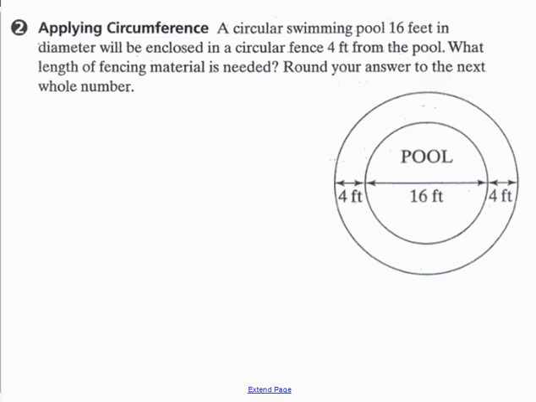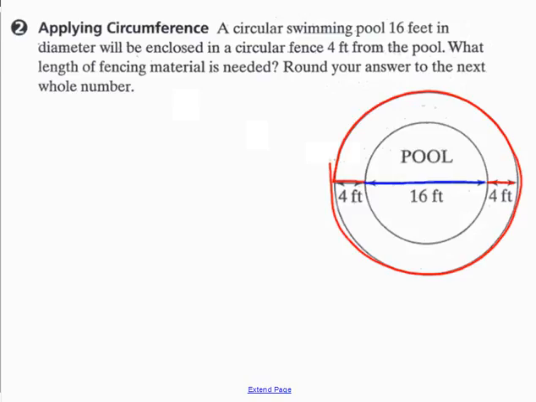Now we're looking at circumference. These people have a pool that they want to put a circular fence around. That would be kind of silly, but oh well. And they want it to be 4 feet away from the pool. So they want this distance to be 4 feet. Now, the pool itself is 16 feet. That's the diameter. So now we have to figure out how much fence is going to go around this pool.